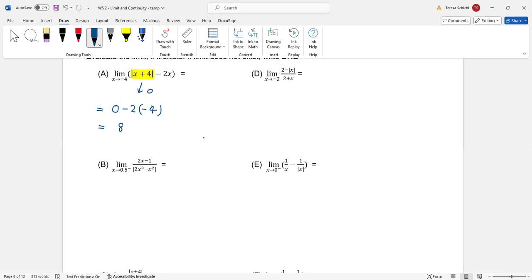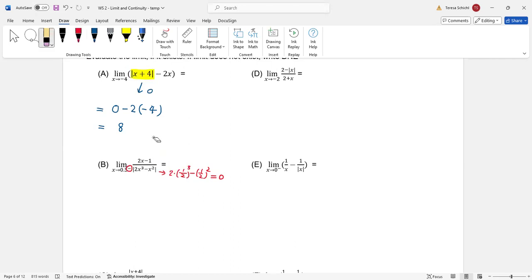Now let's take a look at the second one. The limit as x approaches 0.5, and be careful here, it's from the left-hand side. Let's check. When x approaches 1/2, the top is getting very close to 0. The bottom will be 2 times (1/2) cubed minus (1/2) squared, so the bottom is very close to 0 as well. So it's a 0 over 0 situation.